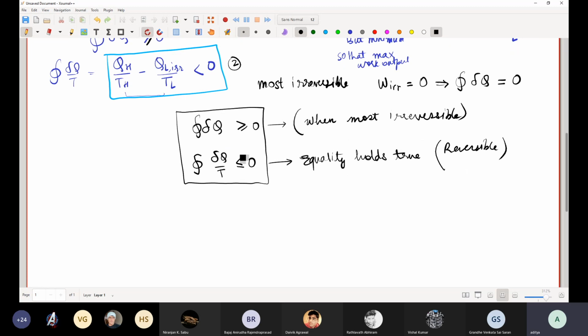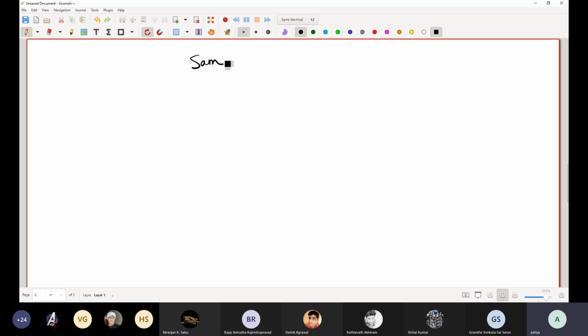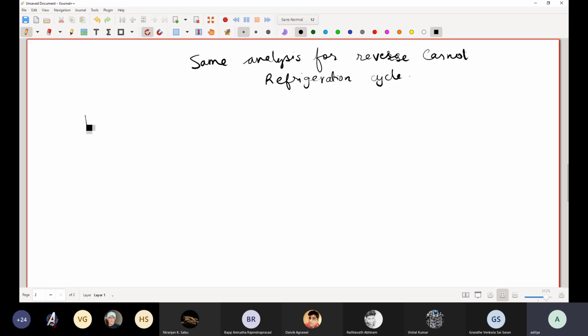Let us do the same analysis for a refrigerator, the reverse Carnot. A reverse Carnot engine will be simply a refrigeration cycle. So let us draw the reverse Carnot cycle. You have TH, you have TL, you have something working in a cyclic process, and you have some work input, and you have QH like this, QL like this. By virtue of this arrow, I'm also drawing the direction of W.